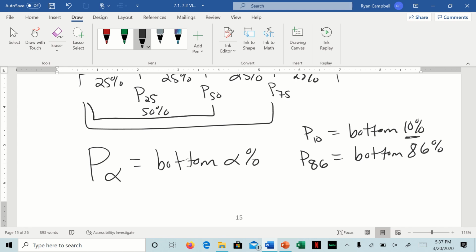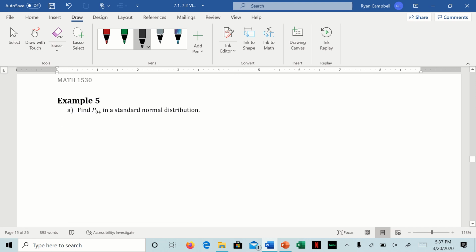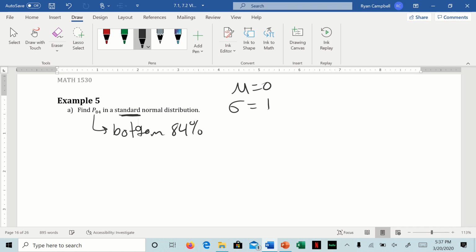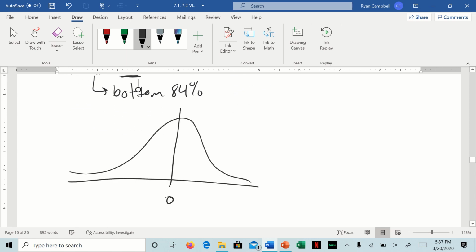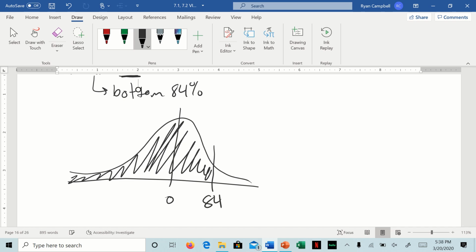You want to know what the value is. So let's look at example number 5. P84 in standard position, so standard normal distribution. Standard normal means the mean is 0, standard deviation is 1. So P84 means it's the bottom 84%. So draw our graph, middle is 0. From the left, we go up to the mean. Too far, not far enough? Not far enough. We need to go past the 50% mark. And then we put 0.84 right here, right?